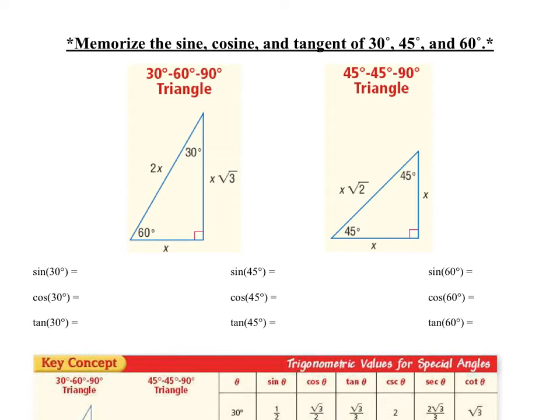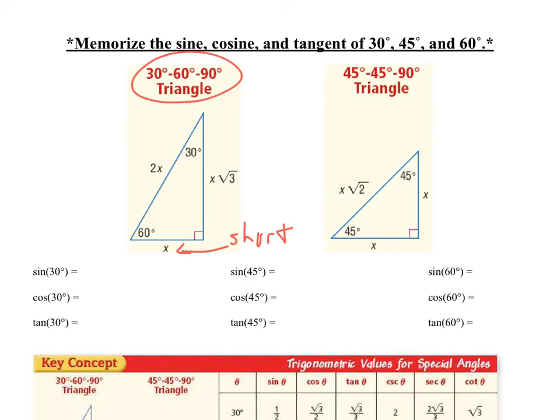You're going to be asked to memorize the sine, cosine, and tangent of 30, 45, and 60. And you studied these triangles in geometry, these special right triangles, and the relationship of their side lengths. So if you remember, in a 30, 60, 90, it looked like this. We called this the short leg, where the x is the short leg of the right triangle.